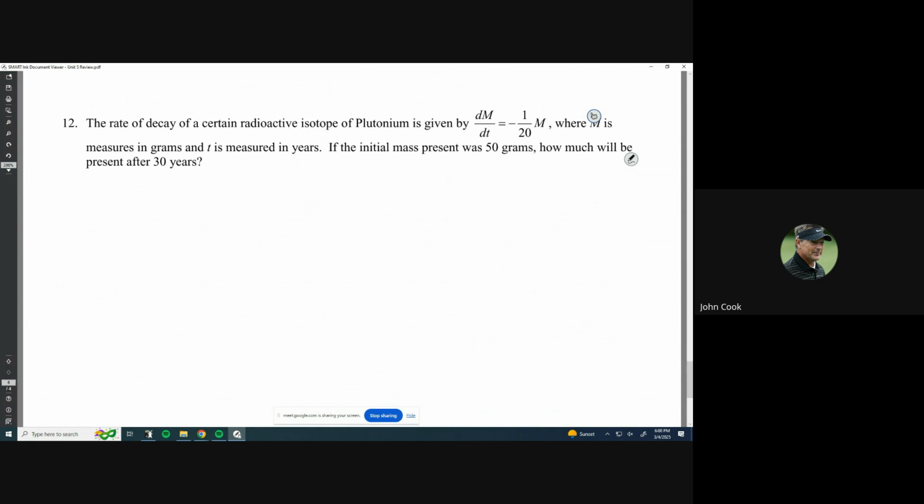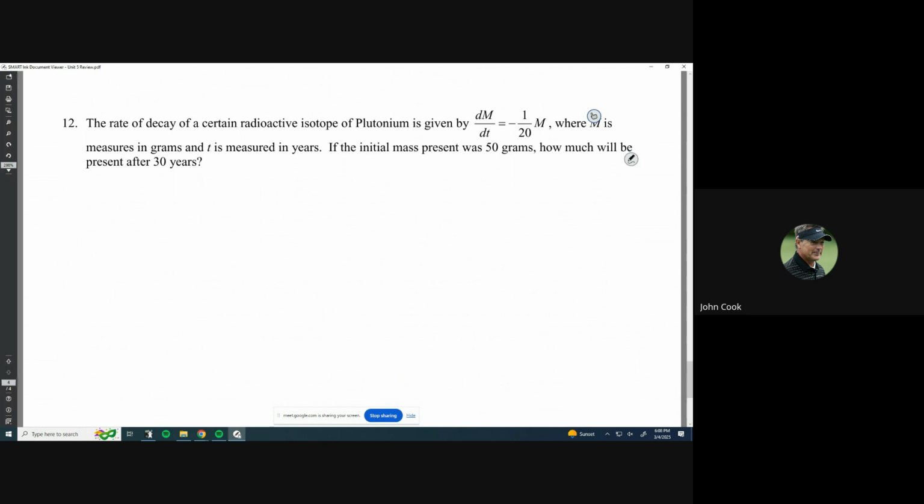Next up, number 12. The rate of decay of a certain radioactive isotope of plutonium is given by that differential model, where m is measured in grams and t is measured in years. If the initial mass present is 50 grams, how much will be present in 30 years?